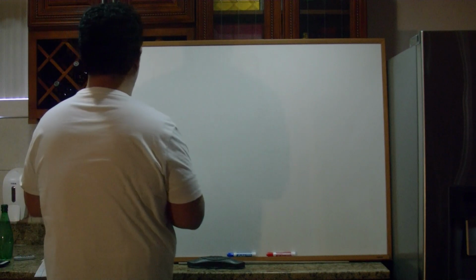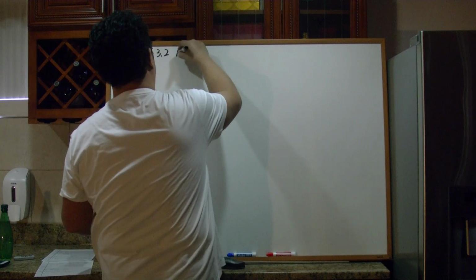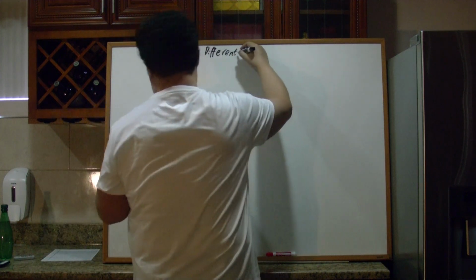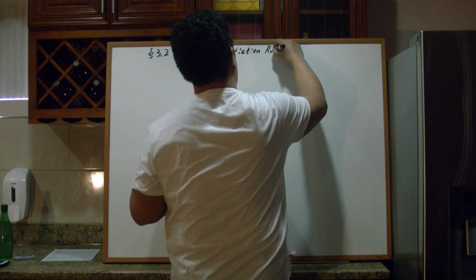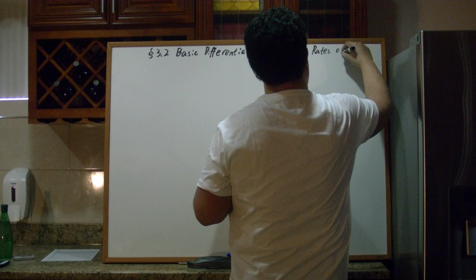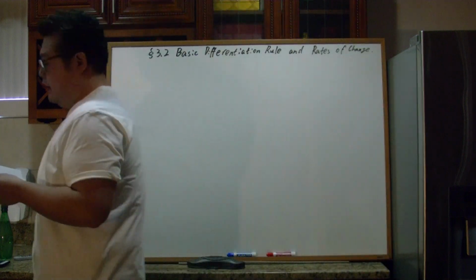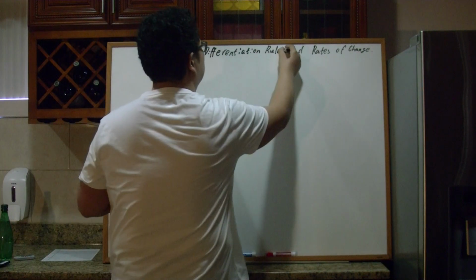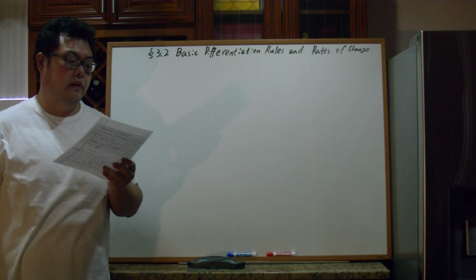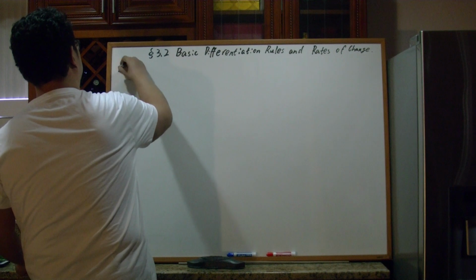Now, section 2 is about the basic rule. Basic differentiation rules, and rates of change, right? They are related, but the majority part is about the basic differentiation rules, right? So two things are the formulas we use.